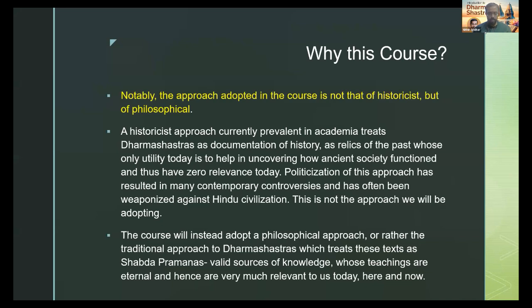They were relevant 5,000 years before, they are relevant today, and they will continue to be relevant 5,000 years henceforth. This does not mean that these texts do not contain certain information about the contemporary context of their times when they were composed. Of course they do, but the underlying teaching, underlying vision, underlying message, or the underlying method of interpretation is always aimed at the eternal essence of the teaching and not the superficial outer information. So this will be the main method of approach of this course to the text. I strongly believe that this philosophical, this Shastriya approach, and not the historicist approach, is the only correct method to study the text.